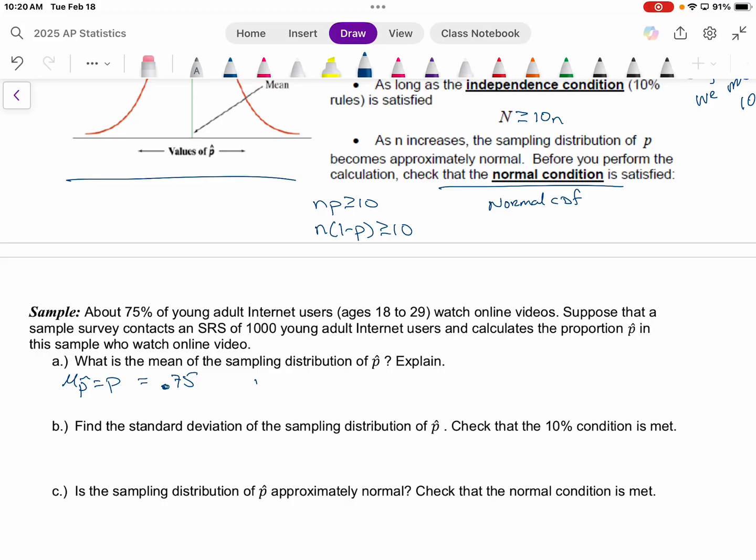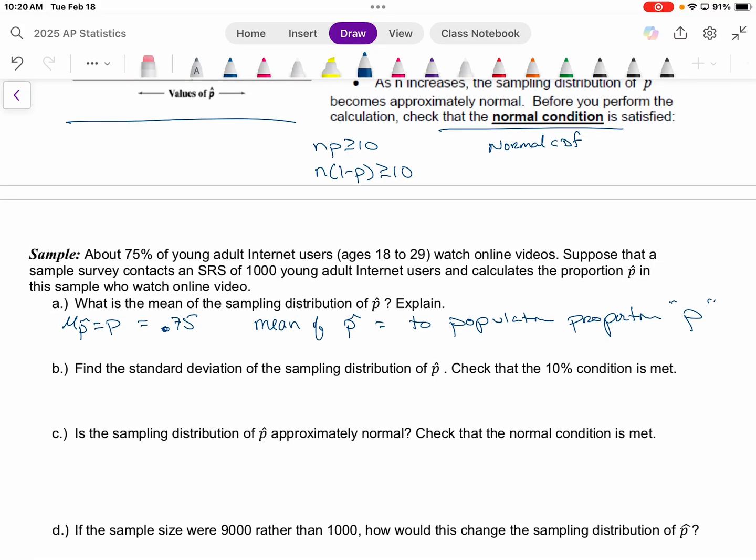Again, if you want to make a little note here, the mean of p hat is equal to the population proportion p. They asked us to find the standard deviation. All right, well, we need to check the 10% condition to see if that's met. So with that in mind, our sample n is equal to 1,000. 10 times 1,000 is 10,000.